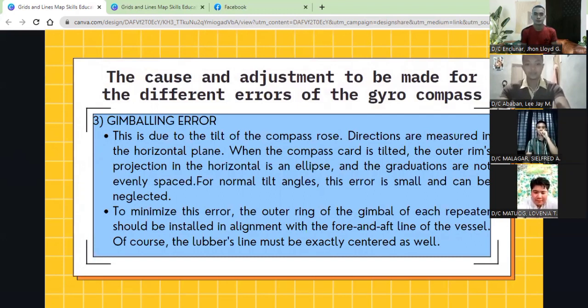Continue discussing the cause and adjustment to be made for gimbaling error and ballistic deflection error. Gimbaling error is due to the tilt of the compass rose. Directions are measured in the horizontal plane. When the compass card is tilted, the outer rim's projection in the horizontal is an ellipse, and the graduations are not evenly spaced for normal tilt angles. This error is small and can be neglected.